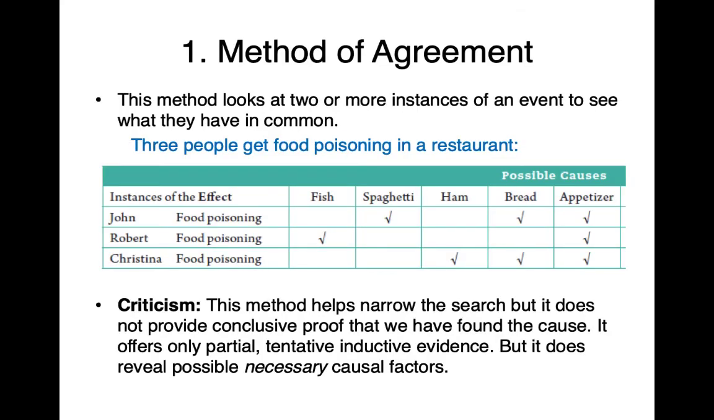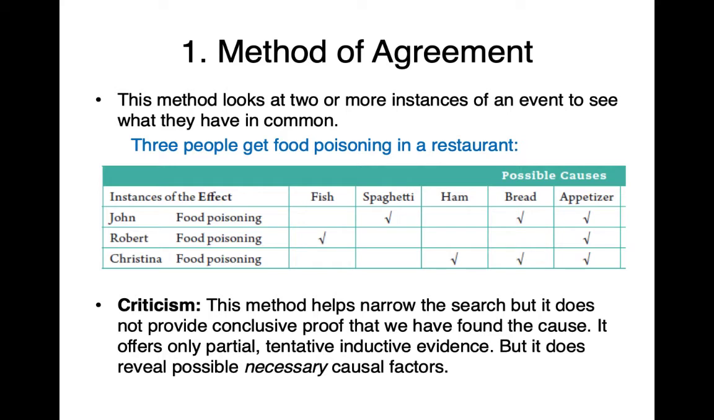This is what the method of agreement looks like. You look at 2 or more instances of an event to see what they have in common. So you've got 3 people who get food poisoning in a restaurant. That's what you want to explain. What are the possible causes? Well, here's what the people ate. Fish, spaghetti, ham, bread, appetizer. Some people ate some of those things. Some people ate more of those things than others. So we want to explain the food poisoning. That's your effect. So what are the possible causes or possible causal factors, to be more precise?